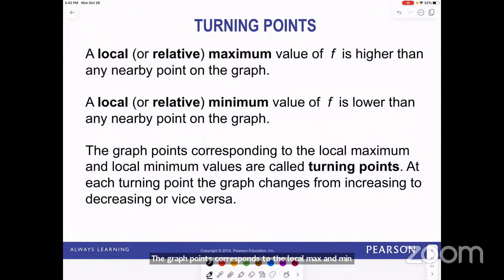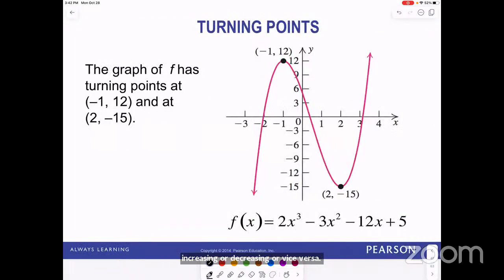At each turning point, the graph goes from either increasing to decreasing or vice versa. Okay. So in this image, on the left at the point -1, 12, that's our local max. On the right at 2, -15, that's our local min. All right, so this graph has 2 turning points.